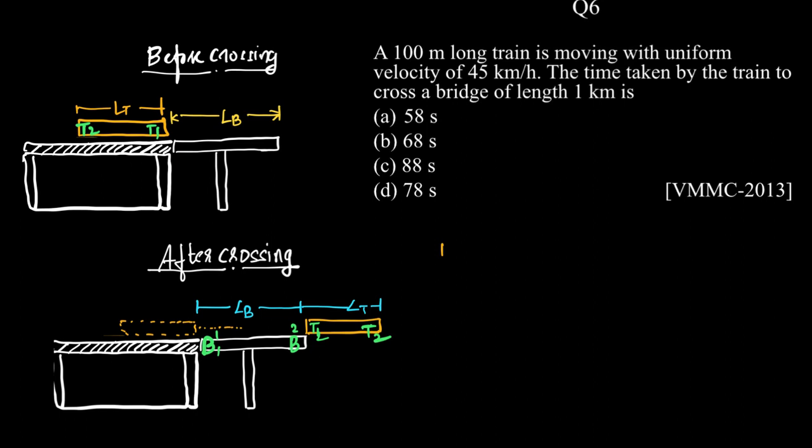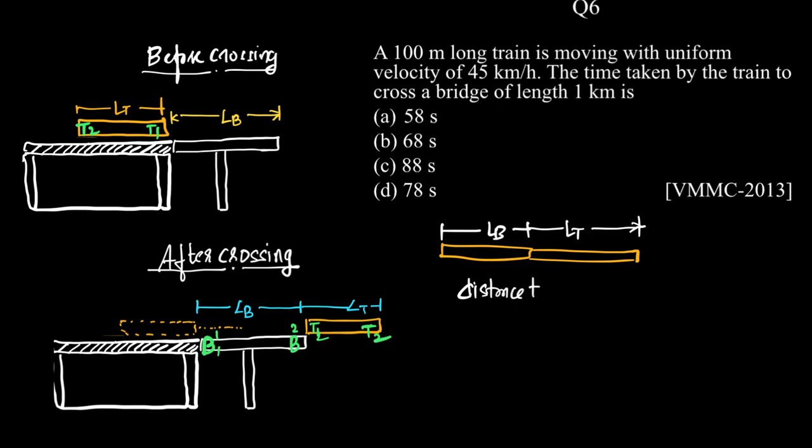Right? So this is the length of the bridge and this is the length of the train. In which case, what is the distance traveled by the train? The distance traveled by the train would be equal to LB plus LT, right? So I'll write it as S of T is equal to LB plus LT.